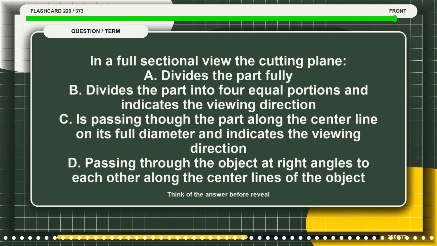Flashcard 220. In a full sectional view, the cutting plane A. divides the part fully. B. divides the part into 4 equal portions and indicates the viewing direction. C. is passing through the part along the center line on its full diameter and indicates the viewing direction. D. passing through the object at right angles to each other along the center lines of the object. Think of the answer before the reveal.